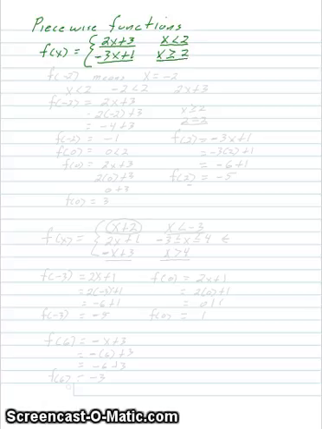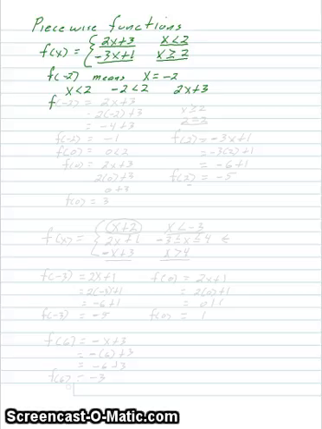So for example, we'll have f of negative 2. Now f of negative 2 means the same thing as x equals negative 2, but we're going to write this as f of negative 2. So f of negative 2 is in this interval, x less than 2. See, negative 2 is less than 2. Therefore, we're going to use this expression 2x plus 3.